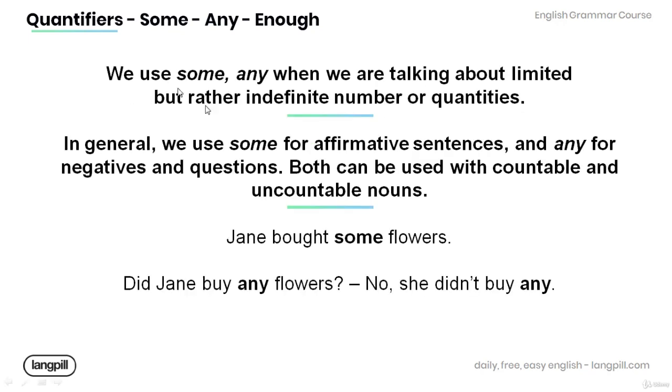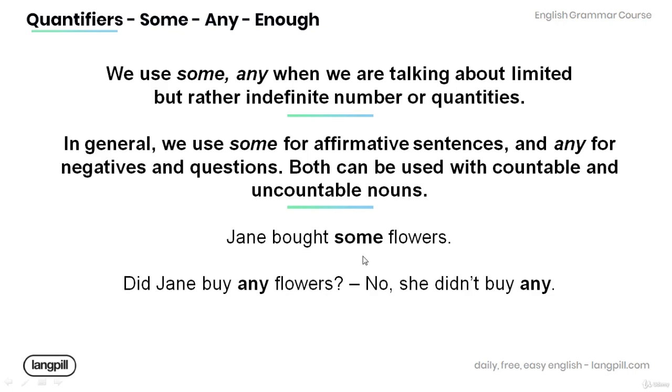Now we use some and any when we are talking about limited but rather indefinite numbers or quantities. In general, we use some for affirmative sentences and any for negatives and questions, but both can be used with countable and uncountable nouns. Have a look at the examples over here.